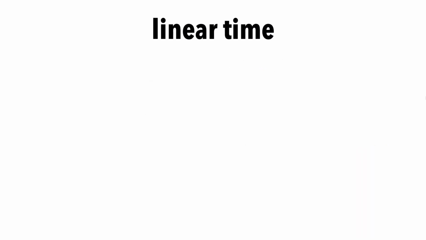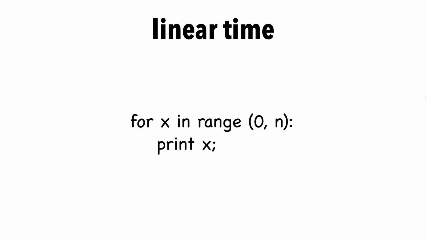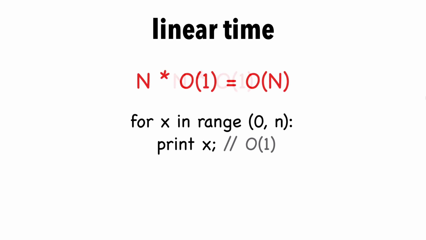Let's look at linear time. Suppose we have the following for loop that prints the numbers 0 to n. We know the print statement is big O of 1. This means the block of code is big O of 1 times n. In other words, big O of n.